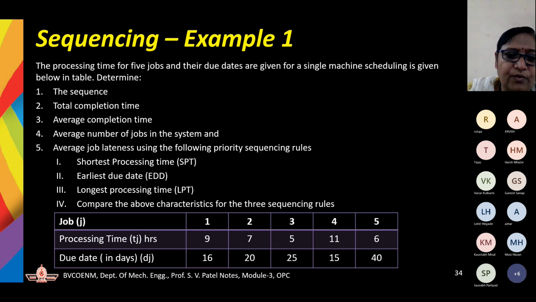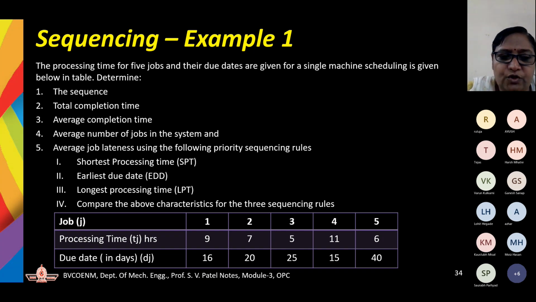Here, for 4 types of priority sequencing, they have mentioned the data. The very first is shortest processing time. The second one is earliest due date. The third one is longest processing time. And in the last, they have asked to compare all the above with respect to their characteristics. Right. And the jobs are given here: the number of jobs are 1, 2, 3, 4, 5, and accordingly their processing times are given. And in the last row, they have mentioned the due dates.